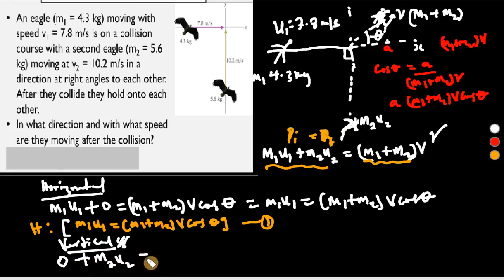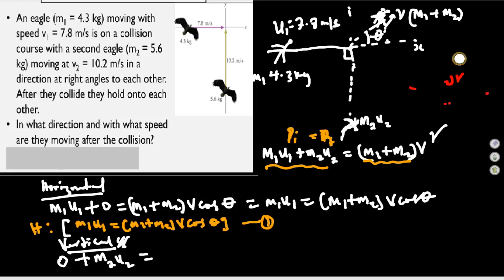Then this equals, what is the vertical component of the momentum after collision? The vertical component of the momentum, still following this method here, will now be, so first of all, let's label this b.